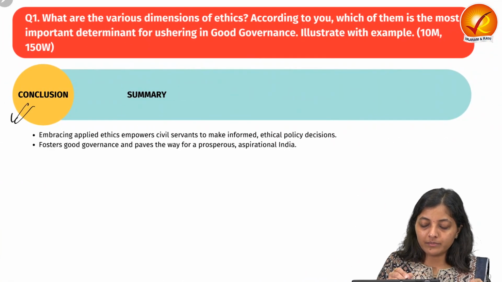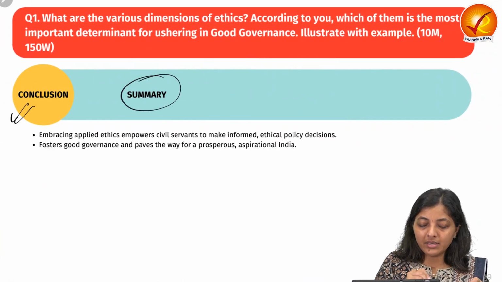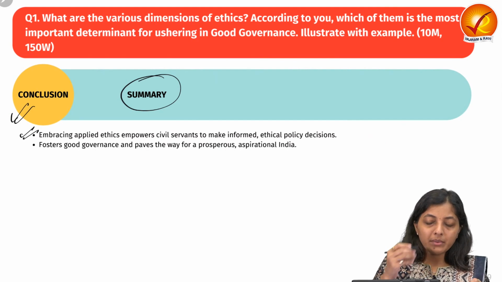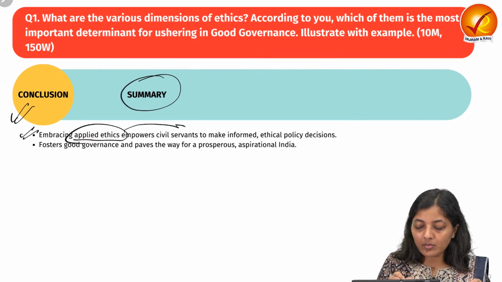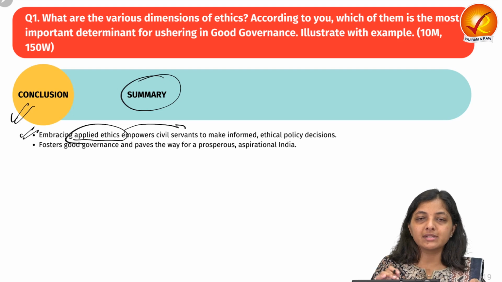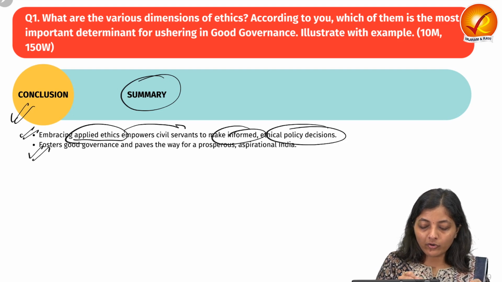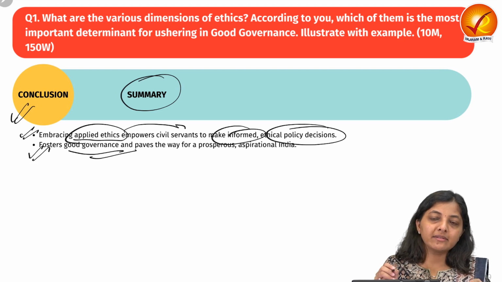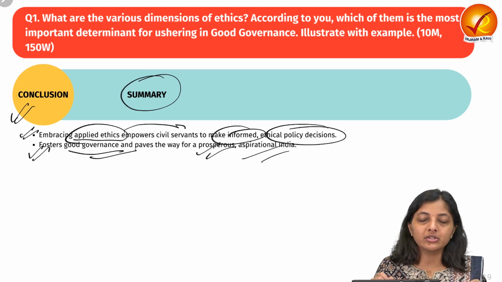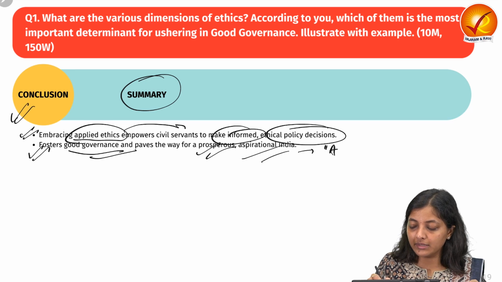Finally, the conclusion. You can write the summary, that embracing applied ethics empowers a civil servant to make informed, ethical policy decisions, and it fosters good governance, and it paves the way for a prosperous and aspirational India on the lines of Amrit Kal.